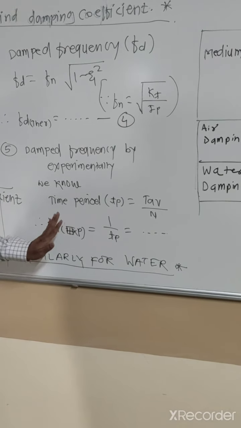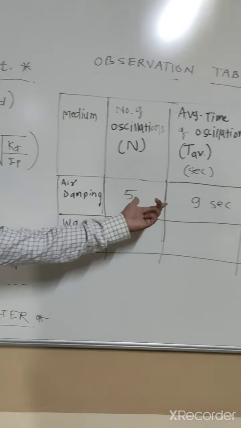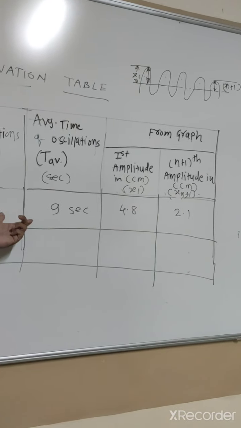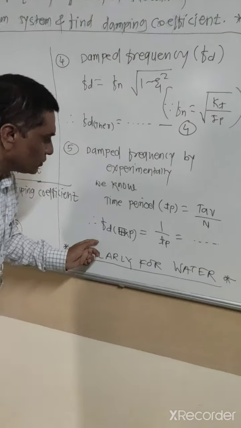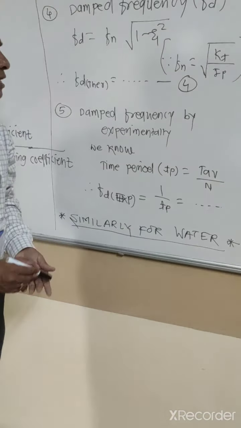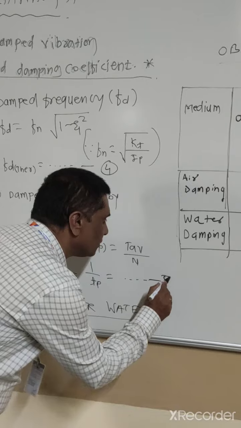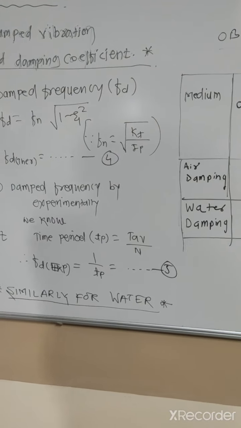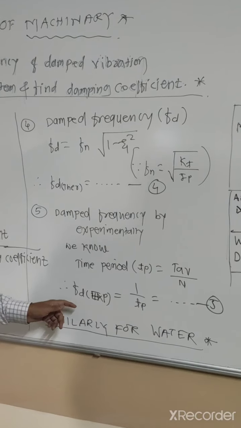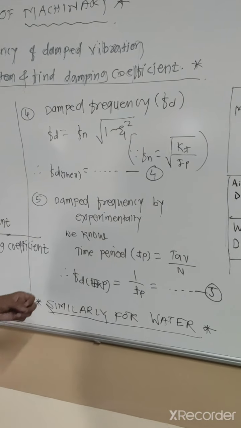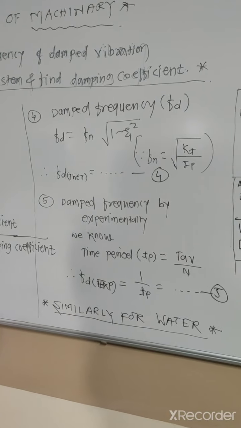Why is it called an experimental value? Because we have taken this data from the experimental work, the 5, 9 and all these things. Now if you substitute and calculate, and compare equation number 4 and 5, then write down the conclusion whether both are the same or not. It is mostly observed that both come near to each other.